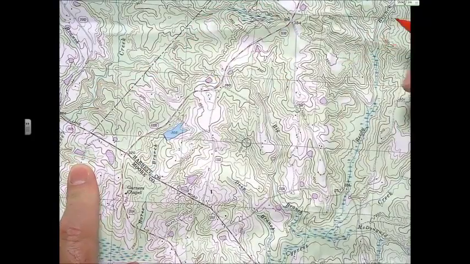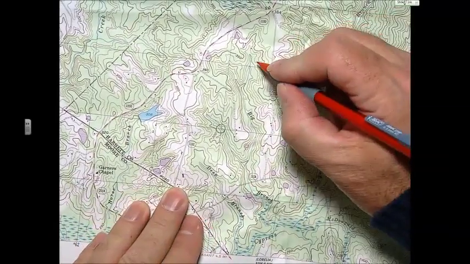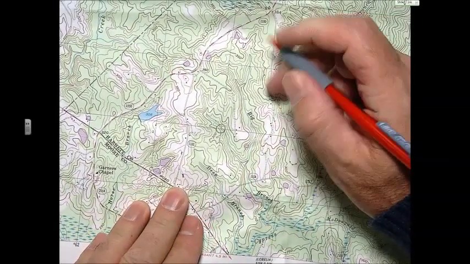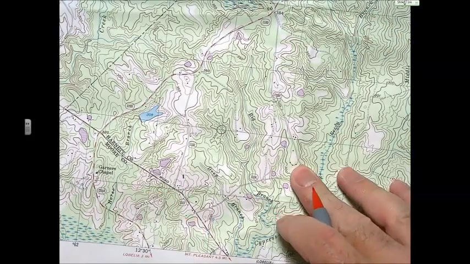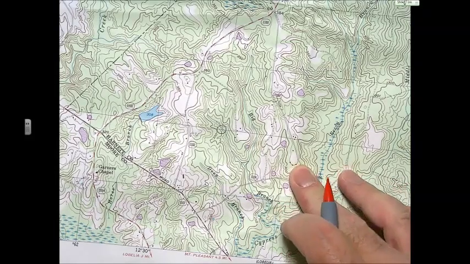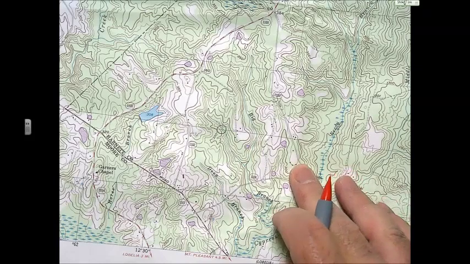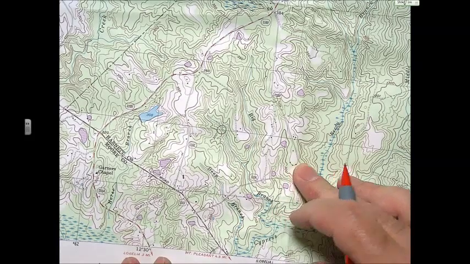And also you've got to realize that when you look at these lines, the closer the contour lines are together, the steeper the slope. One of the calculations they most likely are going to have you make is the slope of the hill, or the terrain, that you're looking at.